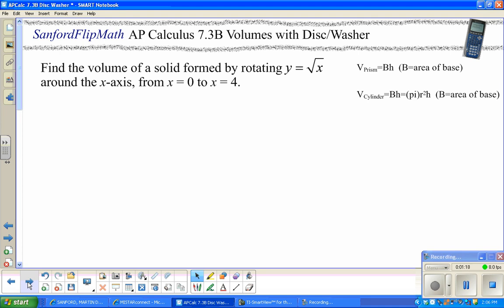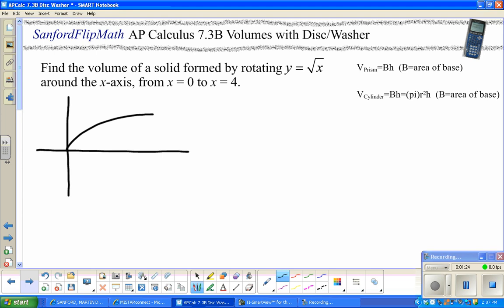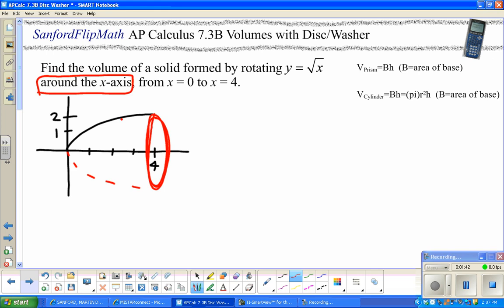We're going to find the volume of a solid formed by rotating the square root of x, which we're pretty comfortable with now, going from 0 to 4. What we're going to do is take this and spin it around the x-axis. The question is, what's the volume? Imagine spinning this around the x-axis, and taking one of those slices.